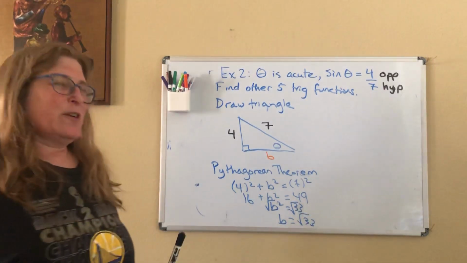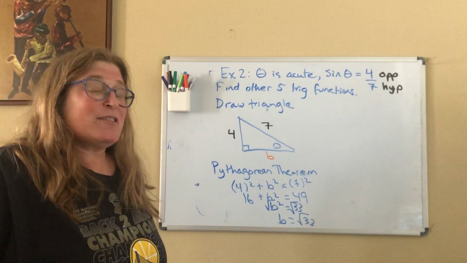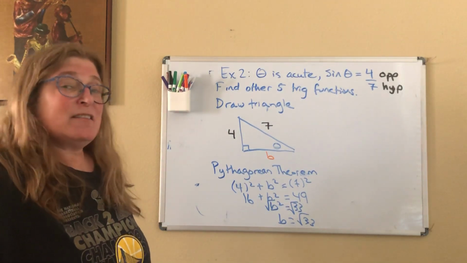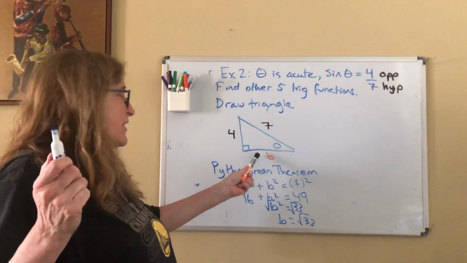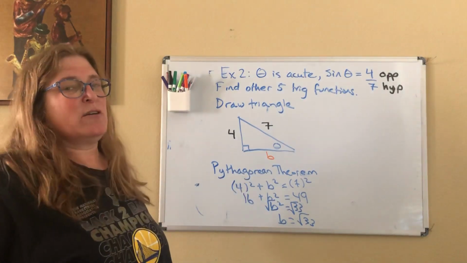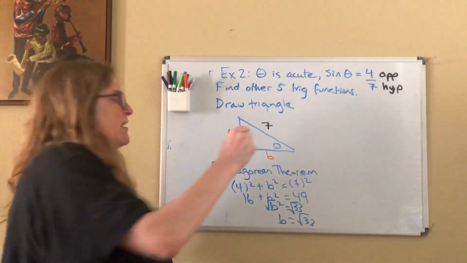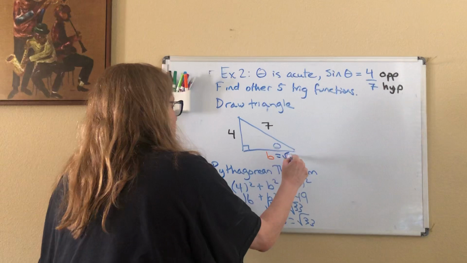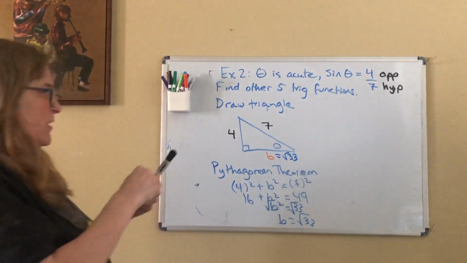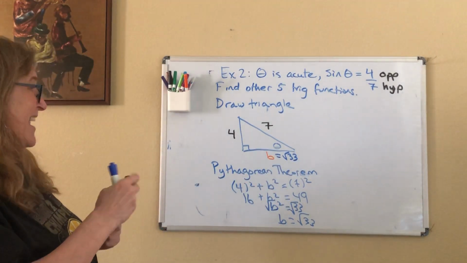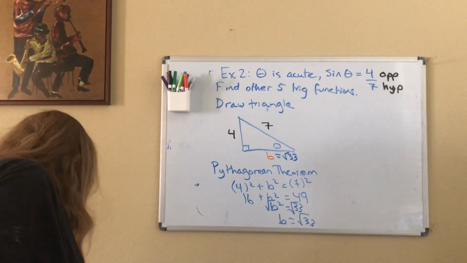Is anyone wondering why we're not writing plus or minus the square root of 33? Technically, in algebra, that's what we would do, but we're looking at lengths of triangle sides, so it doesn't make sense to have the negative. So now we know this is equal to the square root of 33. So we can now find our other trig ratios.